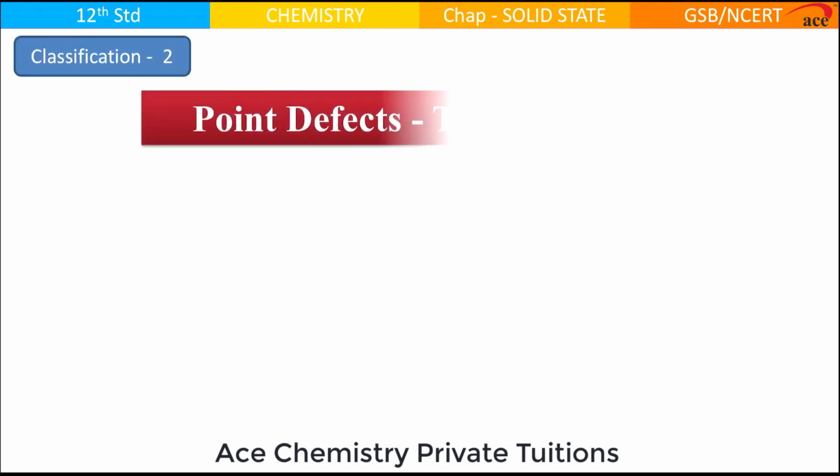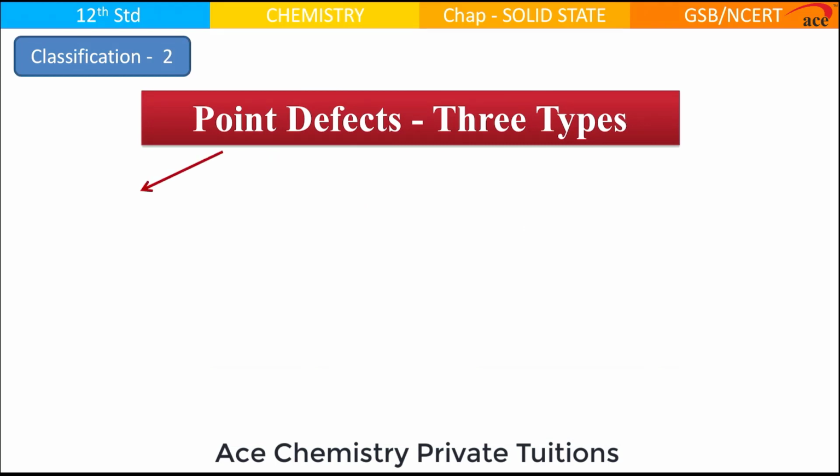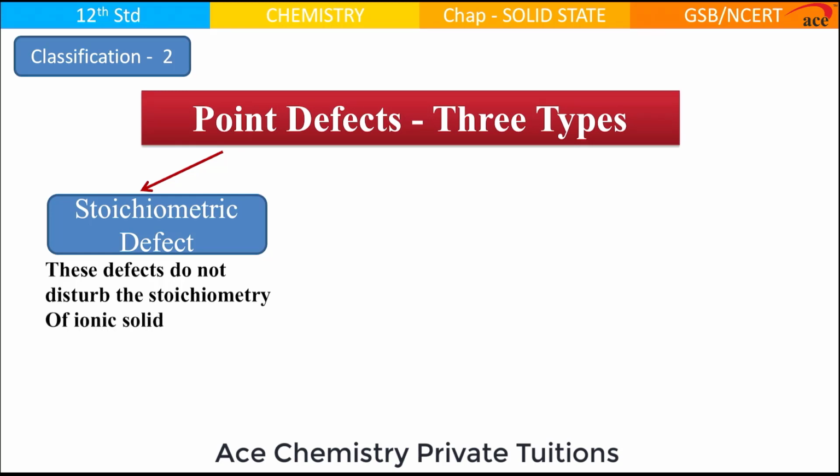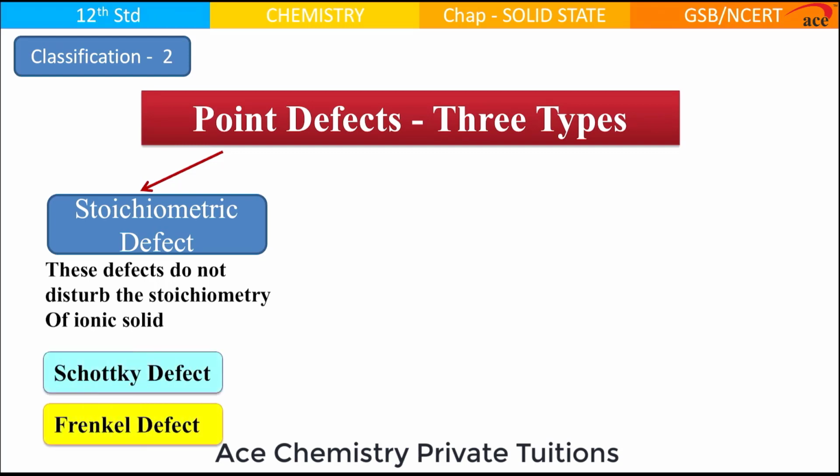Second classification, point defects are also classified into three types. The first type, stoichiometric defect. The name itself indicates stoichiometric. That means there is no change in the chemical formula and the stoichiometry remains the same. For ionic solids, if the chemical formula has X cations and Y anions, again the ratio of the cations and anions at the end of this defect will be the same. There are two particular and very popular defects under stoichiometric defects, Schottky defect and Frenkel defect, which are popularly found in ionic solids.